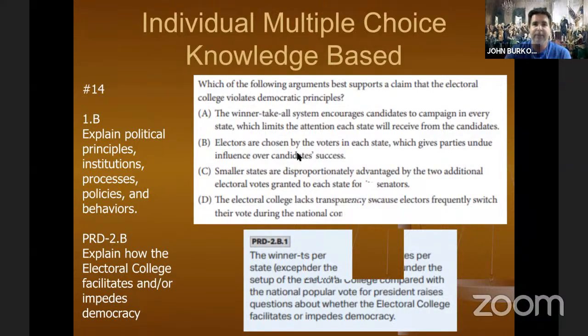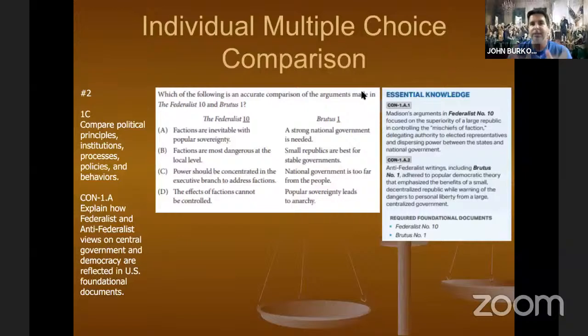So again, be mindful of what the question is asking. Remember, best supports the claim. Remember, you're applying this knowledge to different scenarios and situations. Check out the comparison question. This is the first time we've dealt with this. Remember, be fair when you compare. This is a basic task.